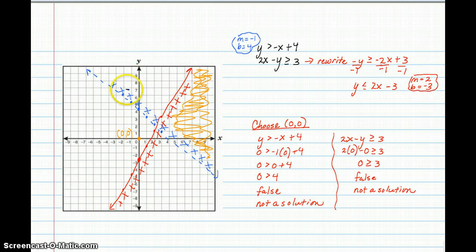So my x's are above the line that's blue, to the right and below the line that's red, and this intersection here is where I have shaded. And so all the points that are in there, all the ordered pairs, will be solutions as well as anything that is on this line, but not on the blue line.